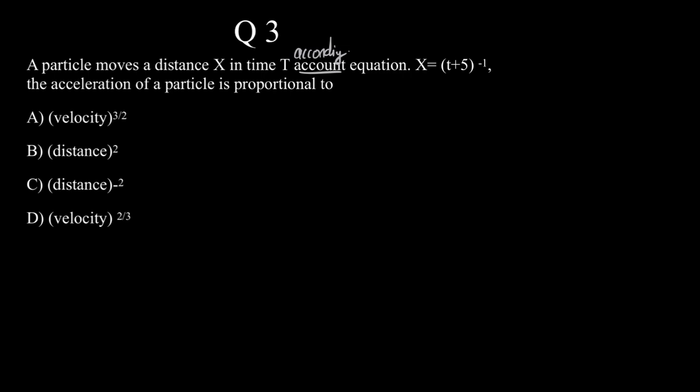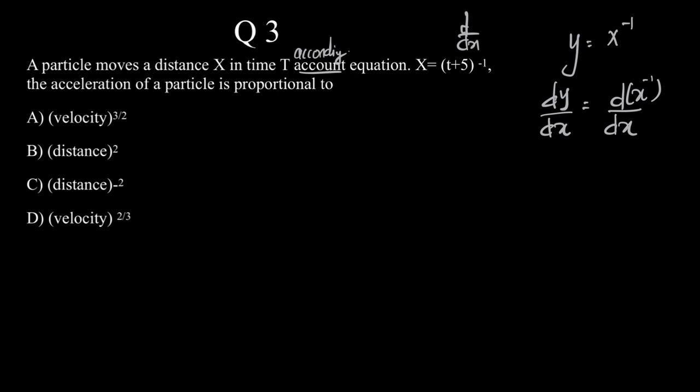Let me take you through examples like that. So let's say y is equal to x raised to minus 1, in which case dy by dx is equal to d by dx of x to the power minus 1, and we know that d by dx of x raised to n is equal to n into x raised to n minus 1.